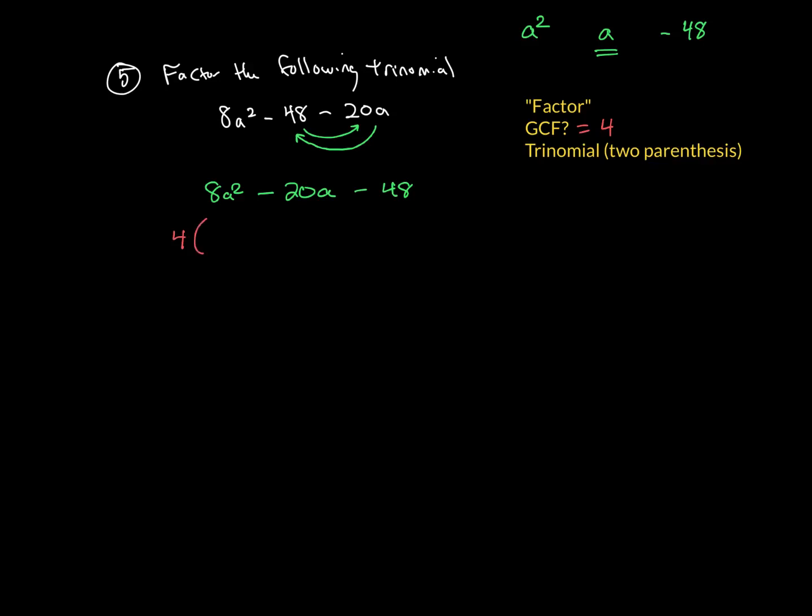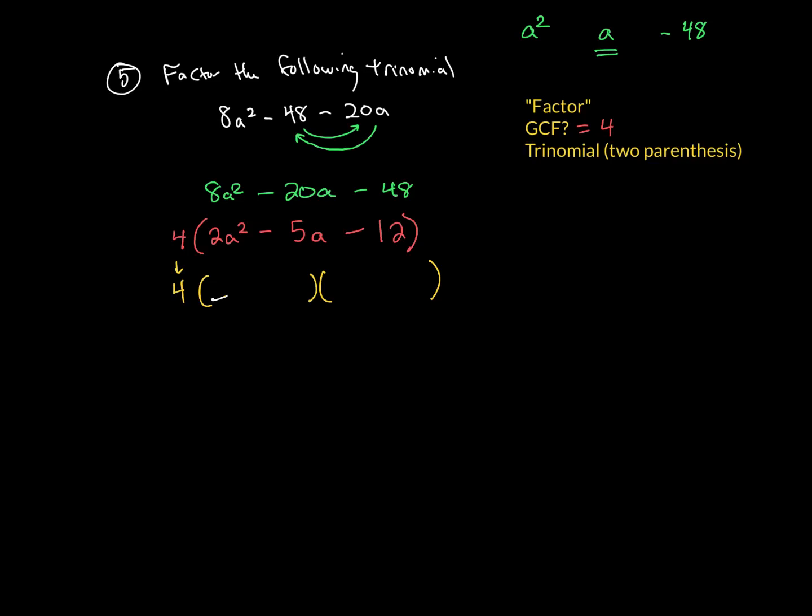And then we'll go ahead and rewrite these. 4 out of 8 is 2. Didn't take any a's out. 4 out of 20 is 5. Still got that one a there. And 4 out of 48 is 12. Next, we're going to try to factor this trinomial into 2 parentheses. Bring down the 4. Not doing anything with it, but it's got to come along.